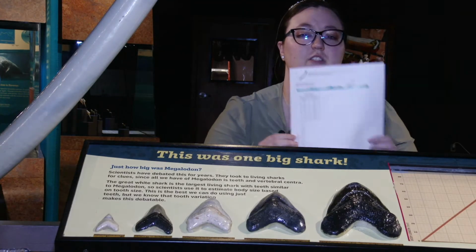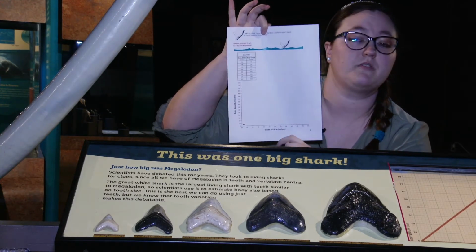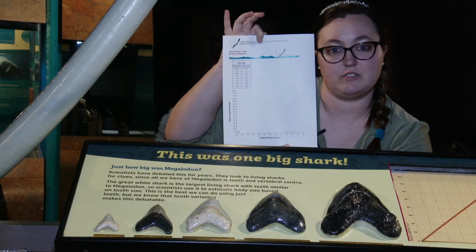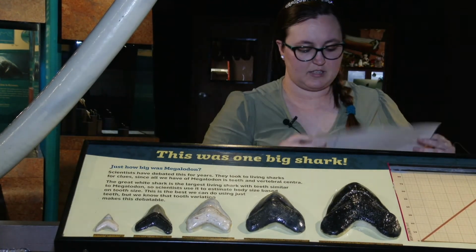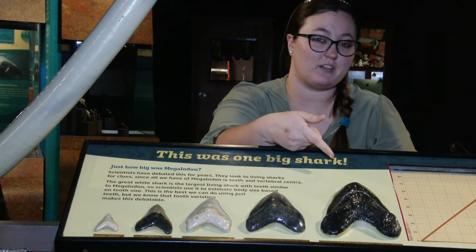So what you'll need to do is make sure you have your little data table that hopefully is provided to you. This will be online on our website at the educational resources area. And so we're going to use this to test your hypothesis about a Megalodon tooth.